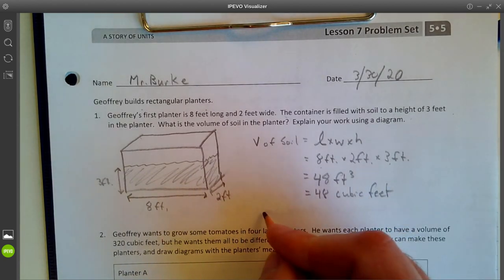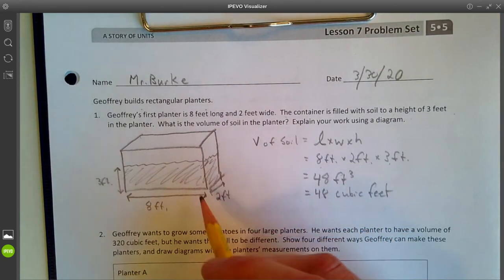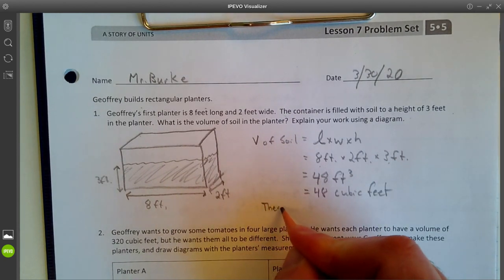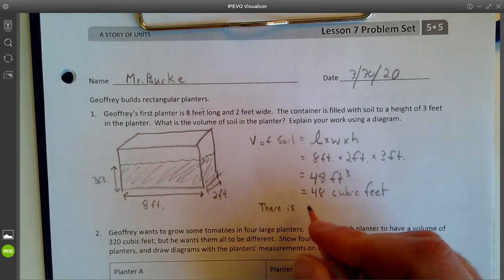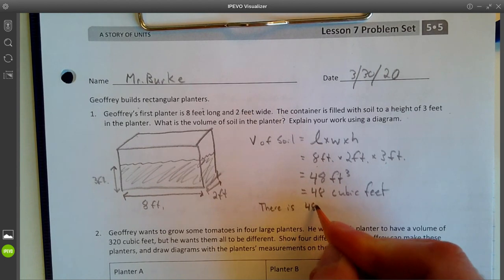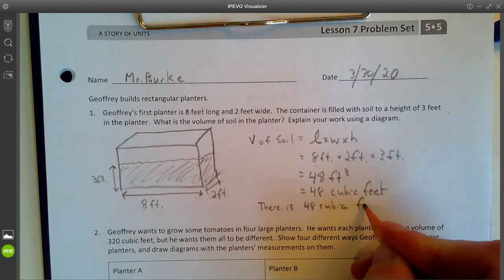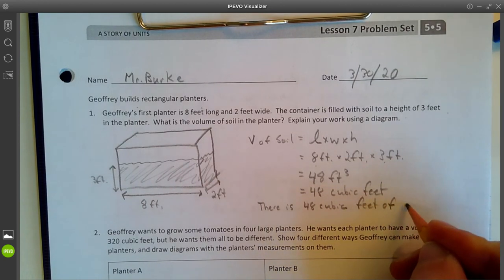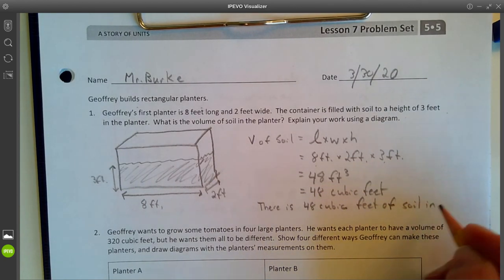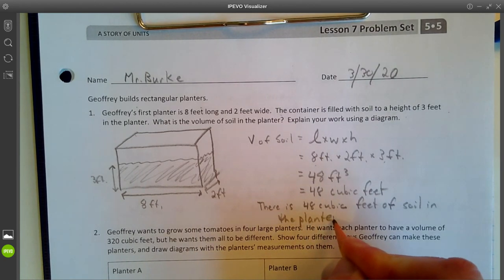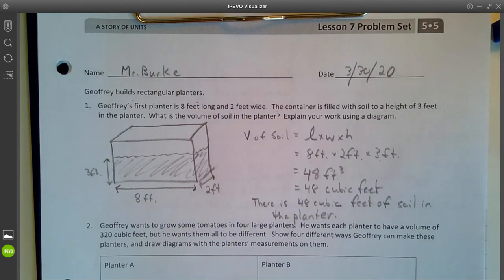So we would say, remember, we read, we drew, now we write. There is 48 cubic feet of soil in the planter. Okay. Something like that.